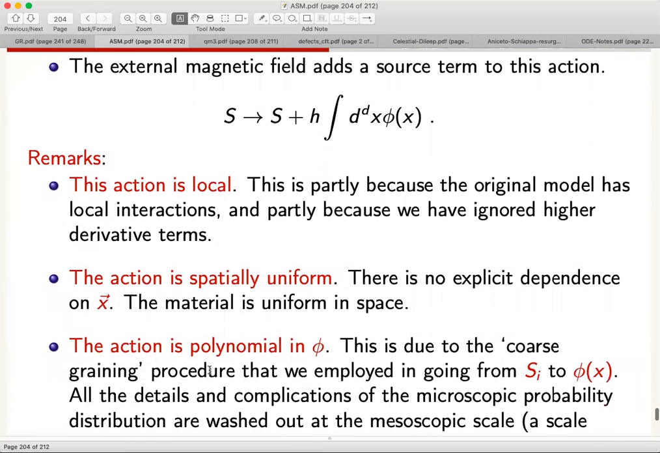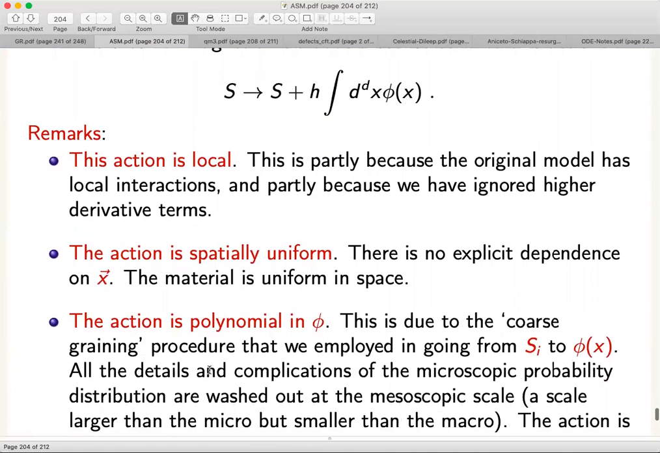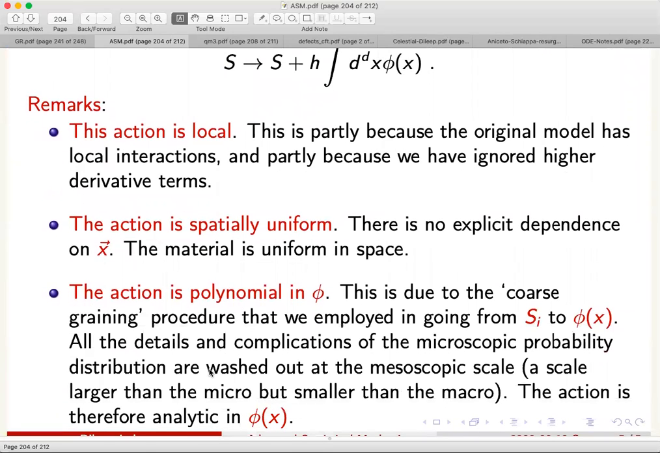The third aspect is that it is polynomial in phi, and this is of course due to the coarse-graining procedure that we used, where we replaced si by the order parameter phi. While doing this transformation, we could have had terms which should have gone to higher and higher powers in phi, like expanding the tan hyperbolic function.